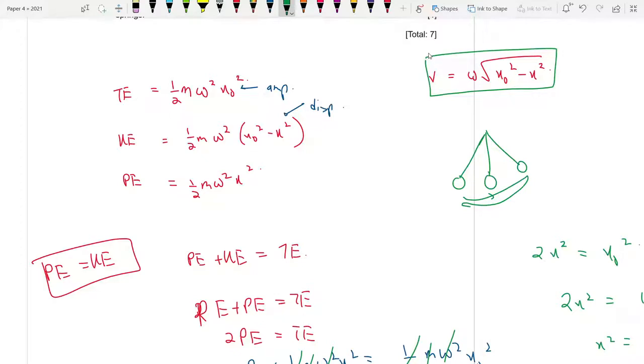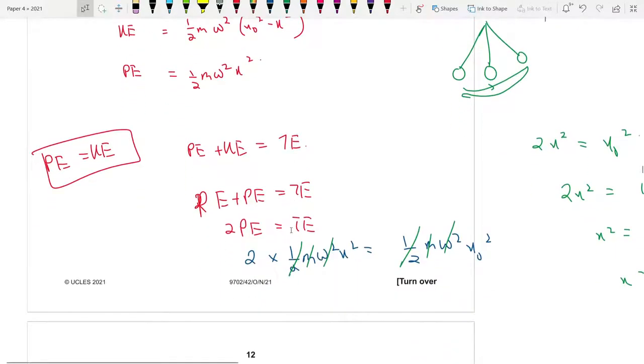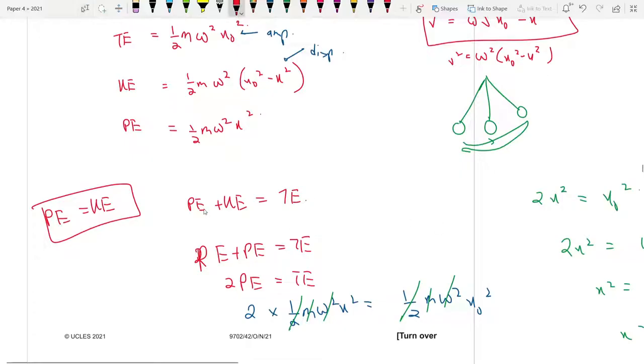So if we square v, we end up with v square, and we get rid of the root, right? So v square is actually equal to omega square into x naught square minus x square, okay? So this is the Ke and Pe. So we want the Ke to be equal to Pe, right? And we know that potential energy plus kinetic energy is equal to the total energy. And we want the Pe to be equal to Ke.